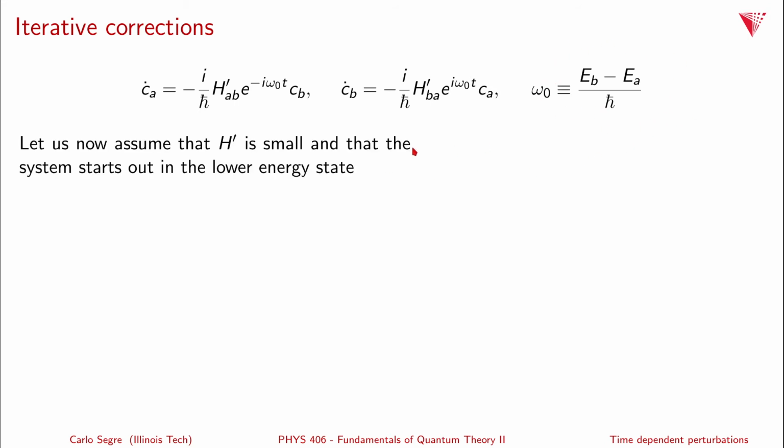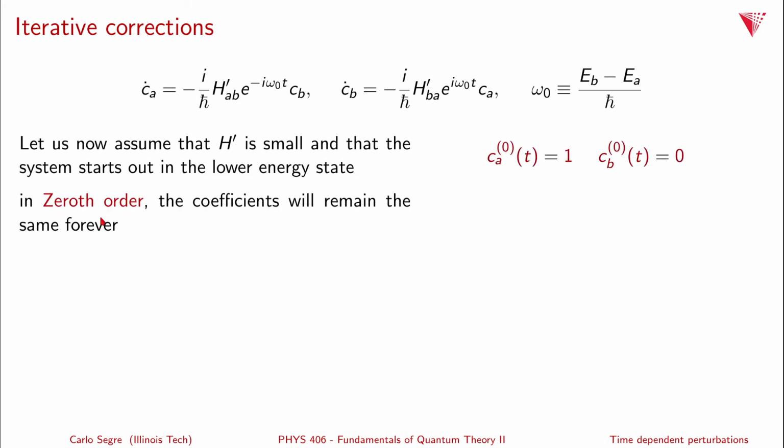We now want to solve these. We're going to assume that this is a perturbation, so H' is small, and the system will start out in the lower energy state, that is Ca equals 1. So that means that Ca of t is equal to 1 at the beginning. And Cb of t is equal to 0 at the beginning, before you turn on the perturbing Hamiltonian. To zeroth order, the coefficients will remain in the same state forever. If there's no interaction, they will remain in the same state.